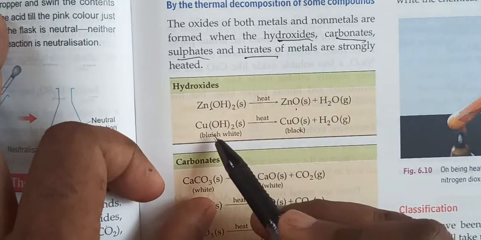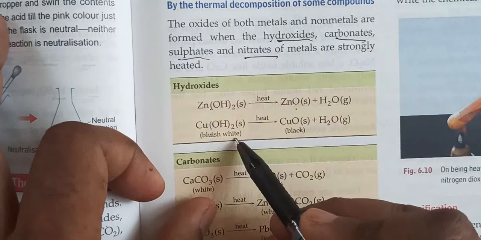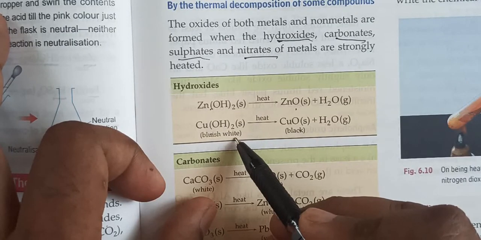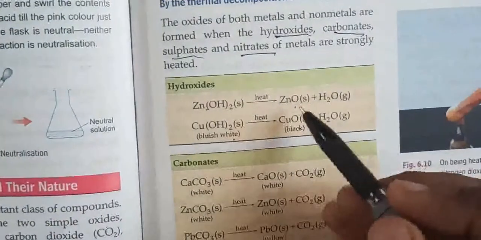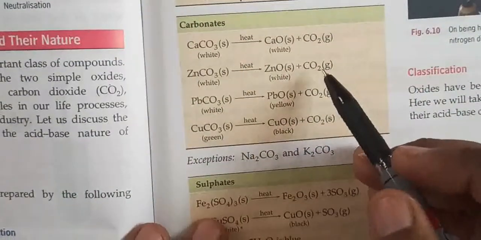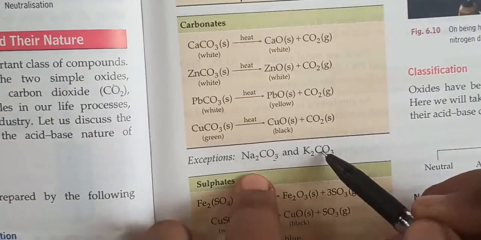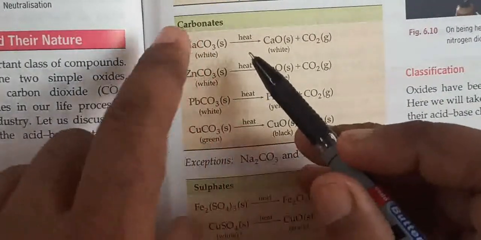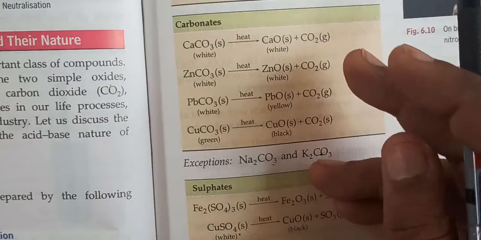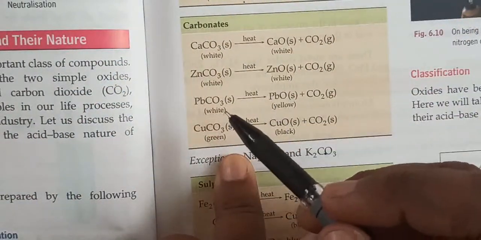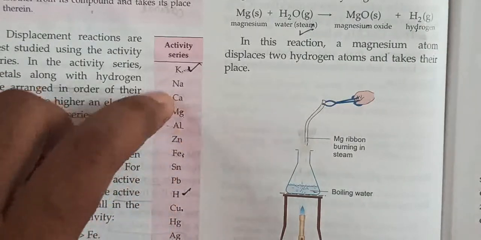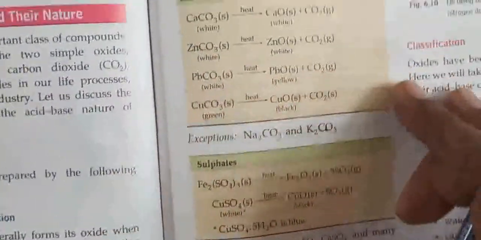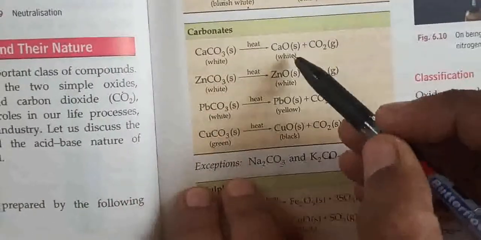And you note down the color. Copper hydroxide is bluish white or pale blue, and copper oxide is black in color, right? So these are bases. Carbonates, all carbonates except sodium and potassium carbonate decompose, from calcium carbonate to copper carbonate in the activity series. Just check the activity series which we have already done. From calcium carbonate to copper carbonate, any carbonate you take in between, how does it behave? On heating it forms the oxide of the metal.